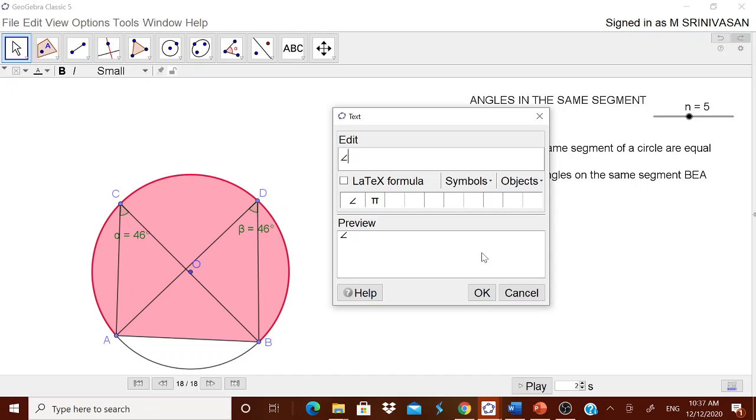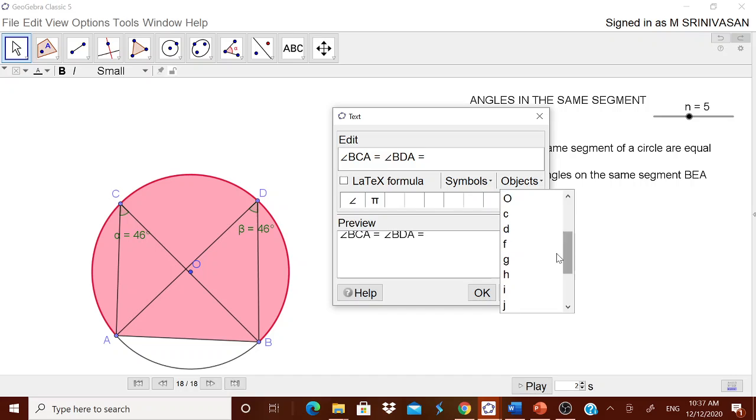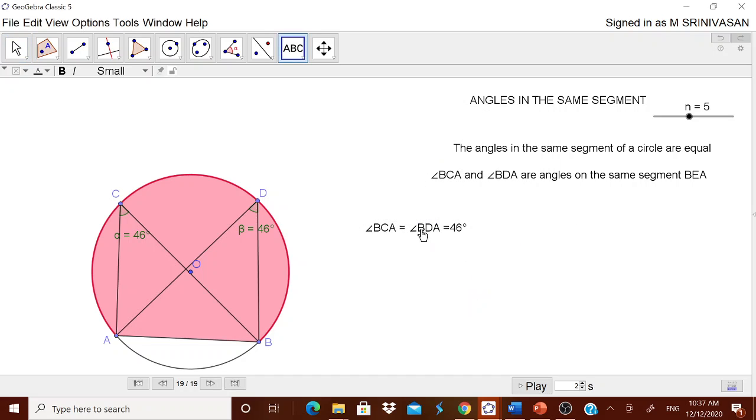Angle BCA is equal to angle BDA is equal to, now I think from the object you can take either alpha or you can take beta, whatever you want you can take, because both are equal. Okay, well, now you got it.